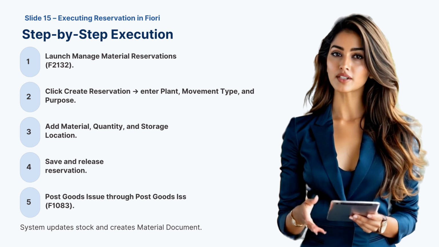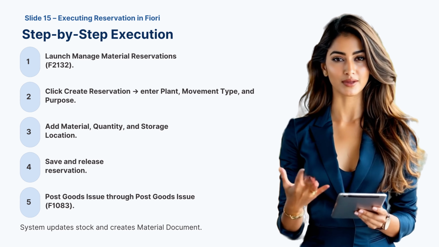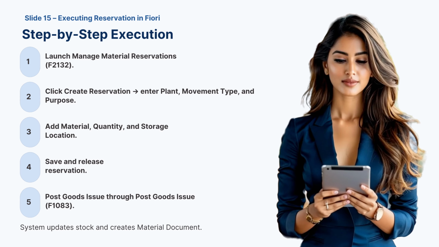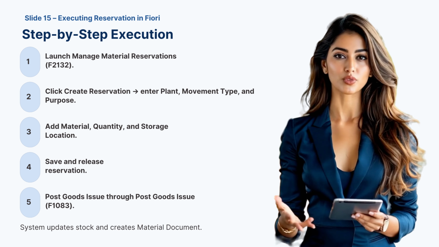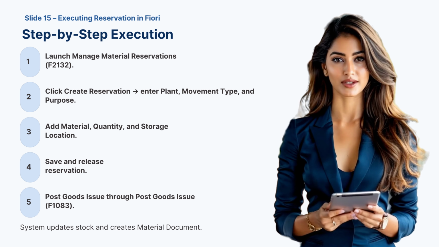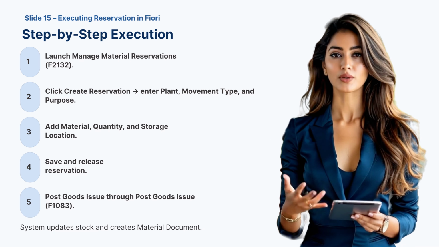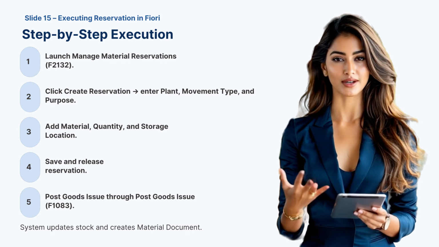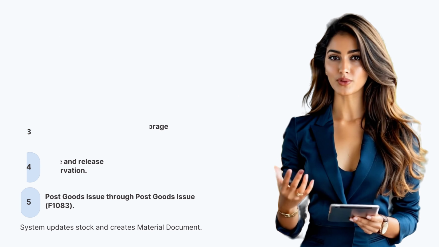Executing reservation in Fiori. To execute a reservation, open Manage Material Reservations, F2132. Click Create Reservation and enter the plant, movement type, and purpose. Add the material, quantity, and storage location. Save the document. To issue the goods, open Post Goods Issue F83 and complete the posting. The system updates stock and generates a material document automatically.